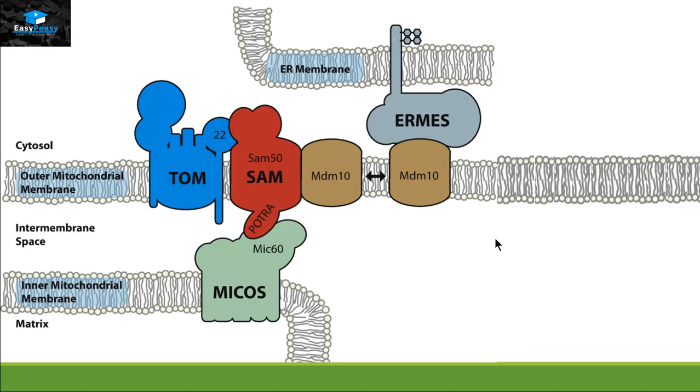The secondary function of the SAM complex is that it plays an important role in making the ER-MES complex and the MICOS complex. So it is basically connecting the inner membrane, the outer membrane, and the endoplasmic reticulum together on the mitochondria. So it is playing a big part in the stability of the mitochondria.